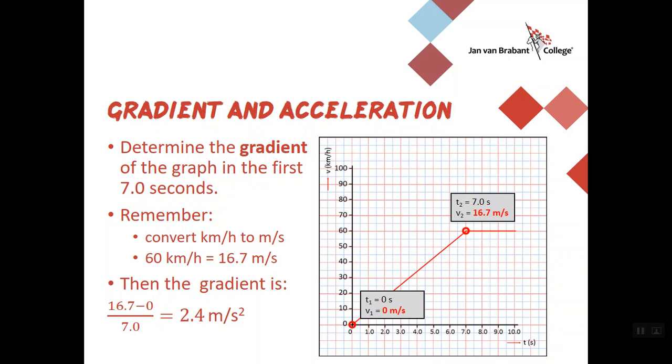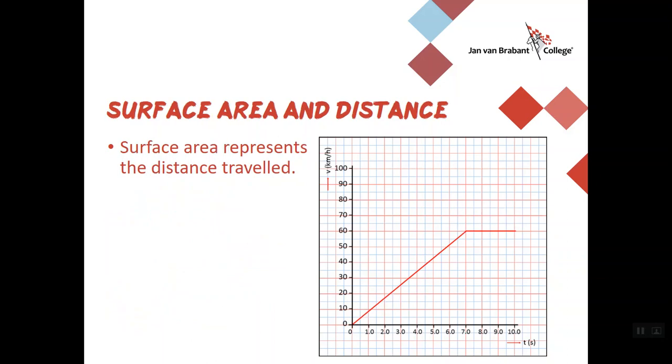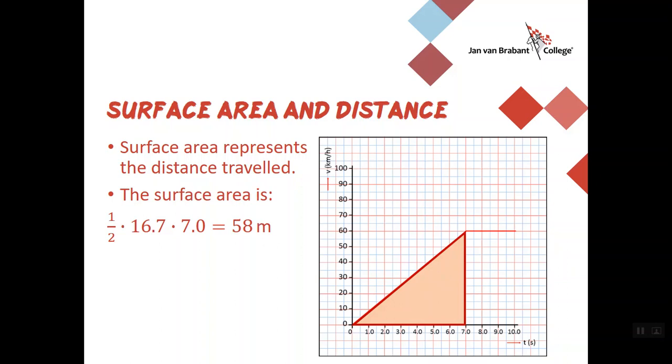Now there's one more thing I have to explain. When you have a velocity time graph, you can also figure out the distance traveled. In a velocity time graph, the distance traveled is the surface area underneath the graph. So, the distance traveled in the first 7 seconds is equal to the surface area of this triangle. Again, your maths teacher will have taught you how to calculate the area of a triangle, which is the base times the height times 1/2. In our case, that means that the area of this triangle is equal to 1/2 times 16.7 times 7, which results in a distance traveled of 58 meters, which has been rounded off. And that's it.